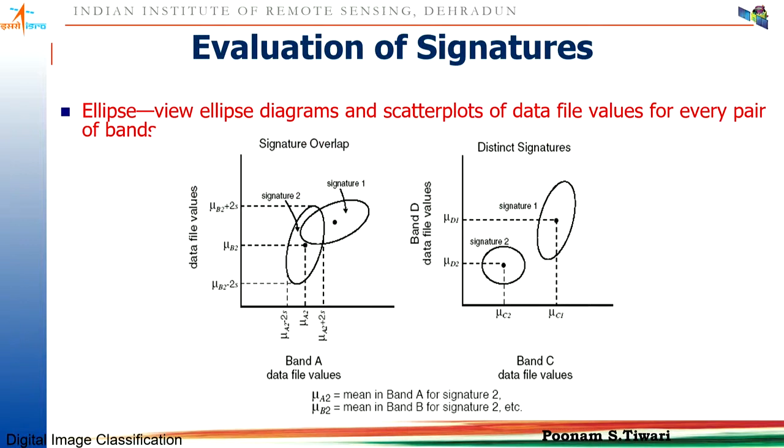Signatures can be evaluated by a very simple method using ellipses. You can draw the ellipse based on the standard deviation in the bands. The standard deviation can be used as the axis, and we can draw the ellipses. If the ellipses are overlapping in any one of the bands, if the signatures are overlapping, that means your signatures are not good enough. You have to look into your signatures. The distinct signatures are the ones which are separated out at least in one pair of bands.